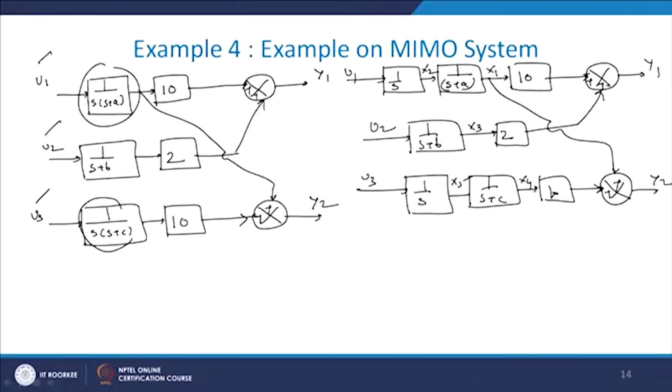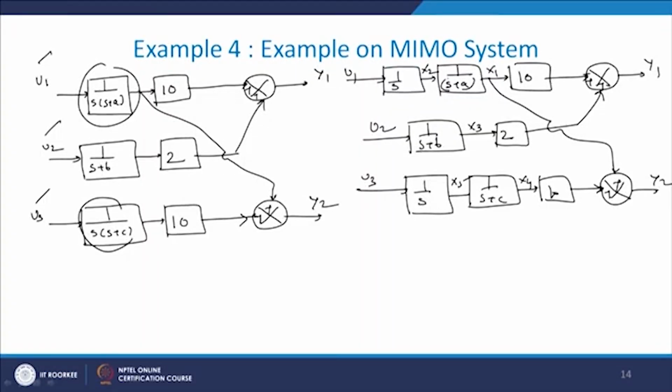Now what we do? We have to take x1 of s by x2 of s, x3 of s by u2 of s, x4 of s by x5 of s, then x5 by u3. So all the equations, or individual transfer functions, we have to write. You see here x1, x2. So we write this as x1 of s by x2 of s equal to 1 upon s plus a. Cross multiplying, we get x1 dot equal to minus a x1 plus x2.